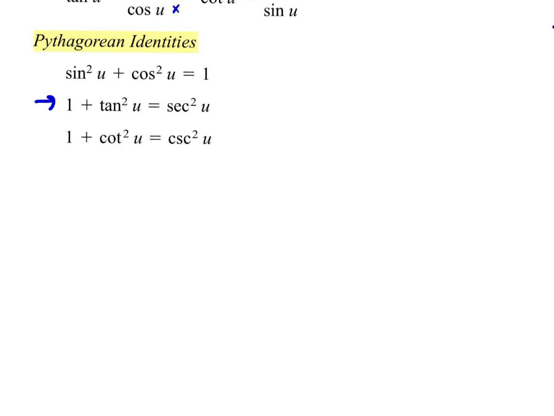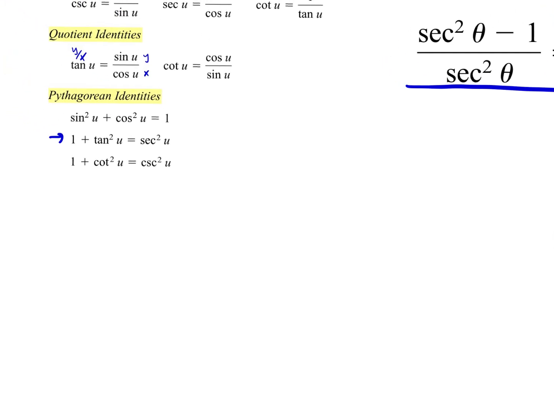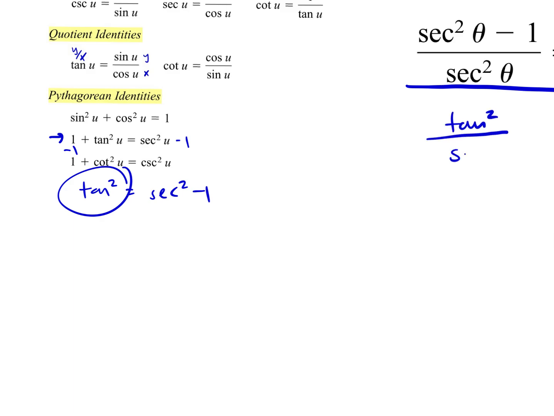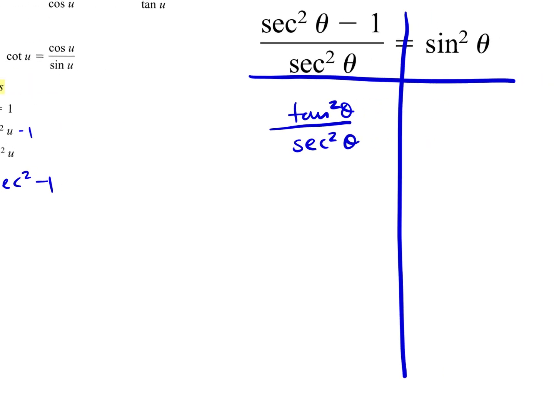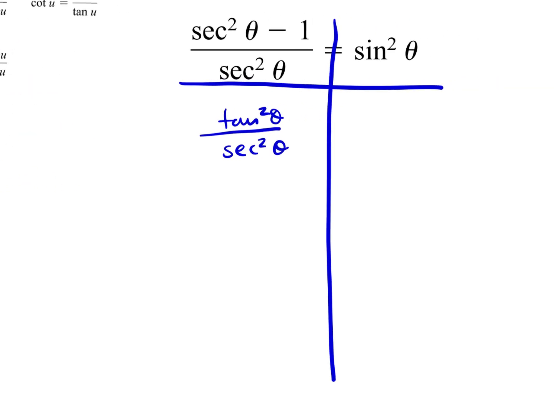Bless you. So we want to get our secant squared minus 1 on top. We can subtract 1. This would be tangent squared is equal to secant squared minus 1. So I'm going to replace the secant squared minus 1 with tangent squared. And then on the bottom, we have secant squared still. So that simplified it a little bit.